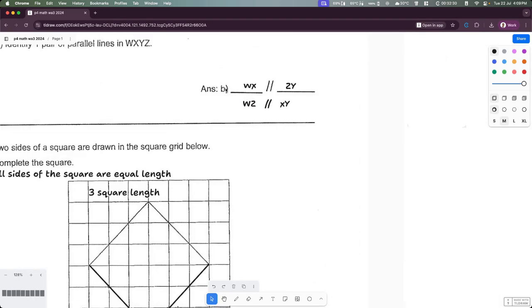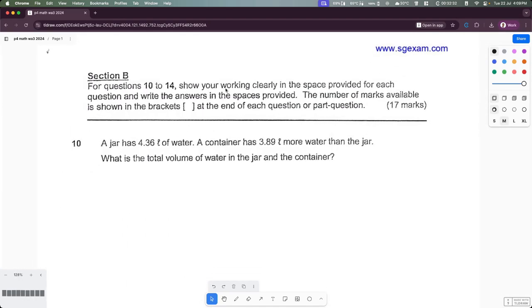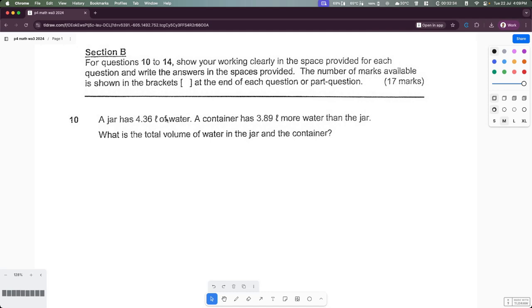Okay, let's move on to the next question. All right, so we are at section B. In this case, a jar has 4.36 liters of water. A container has 3.89 more water than the jar. What is the total volume of the water in the jar and the container?